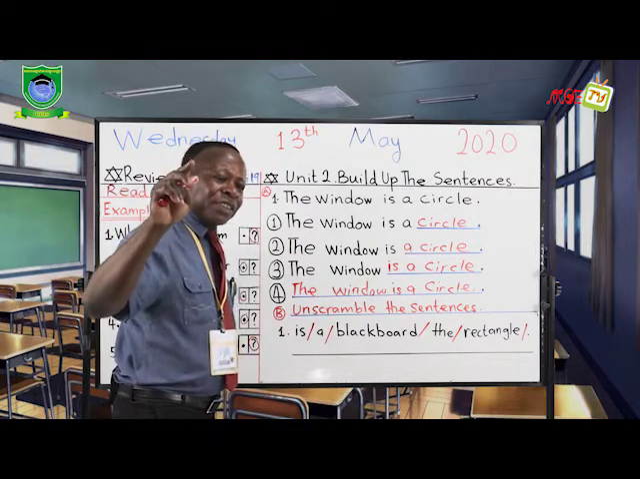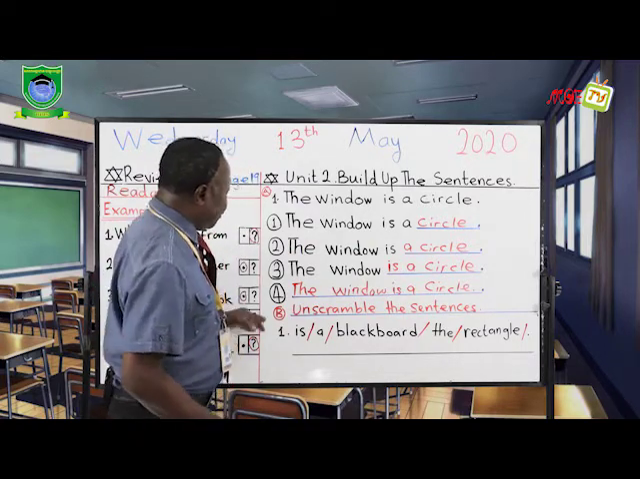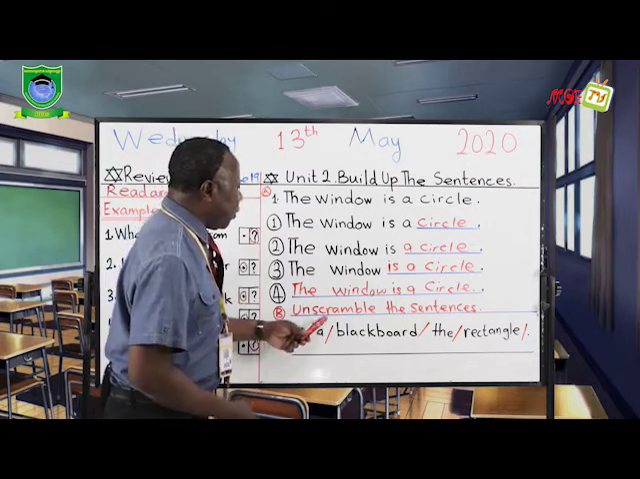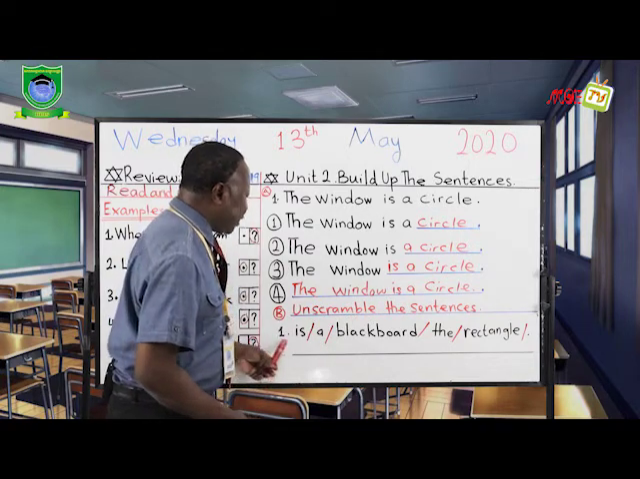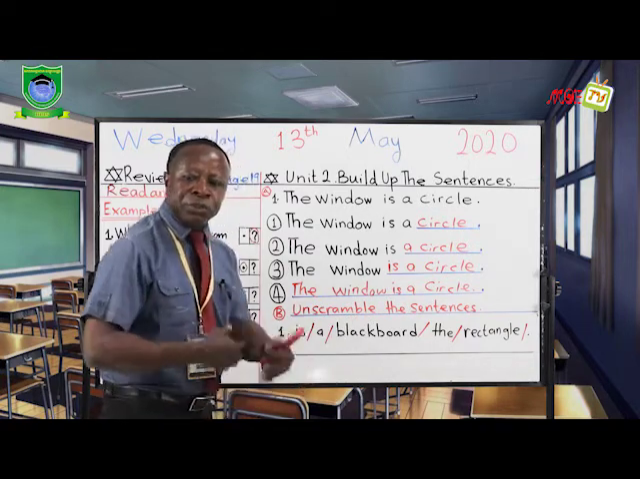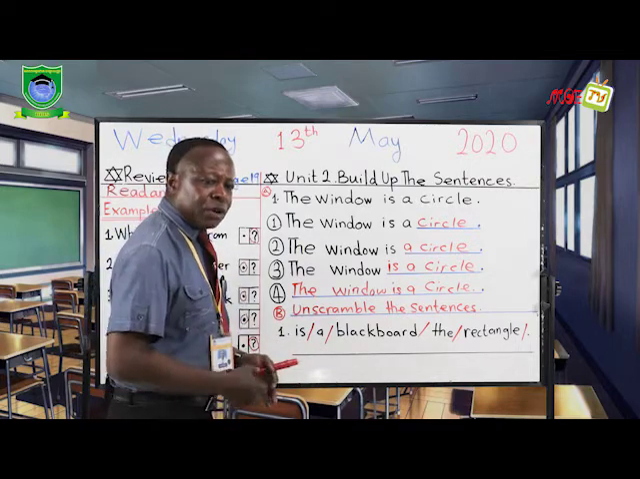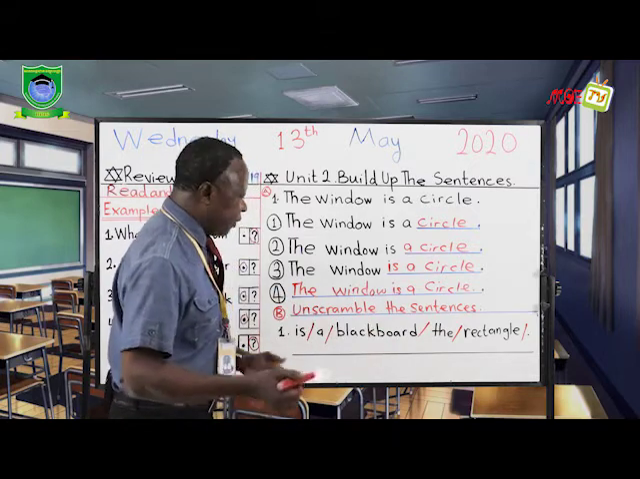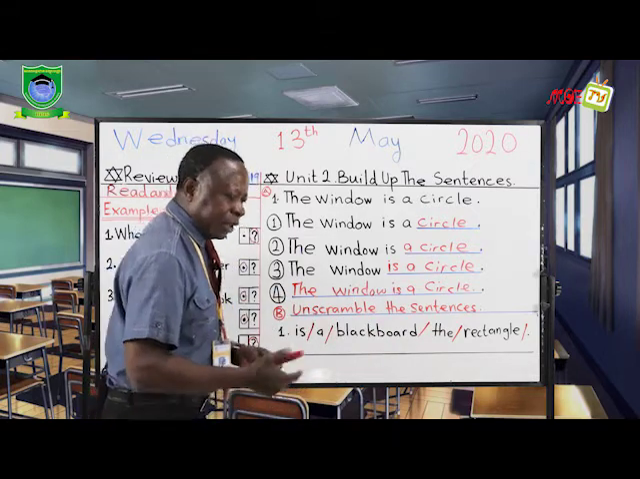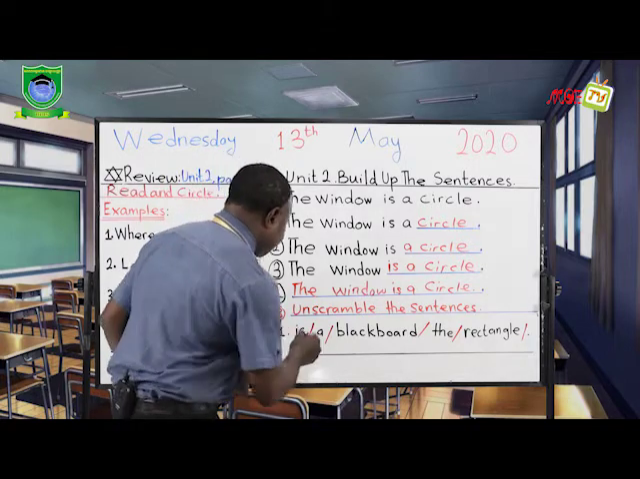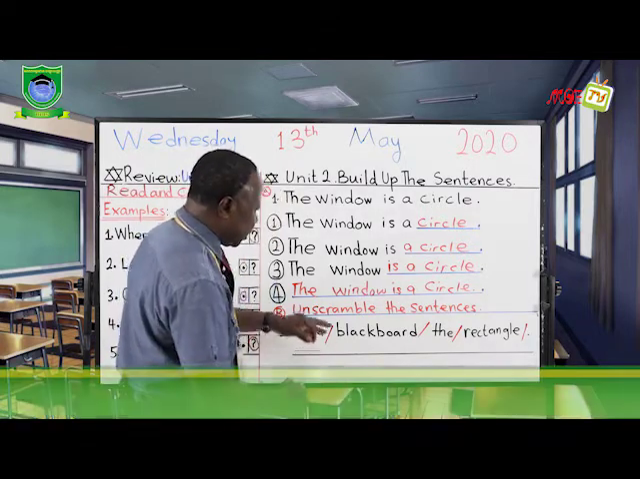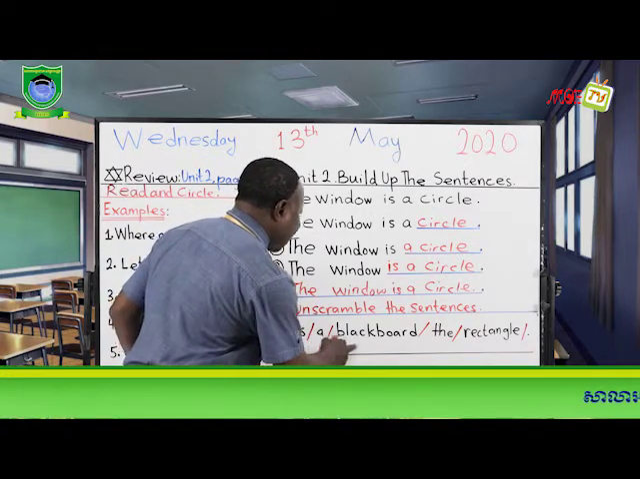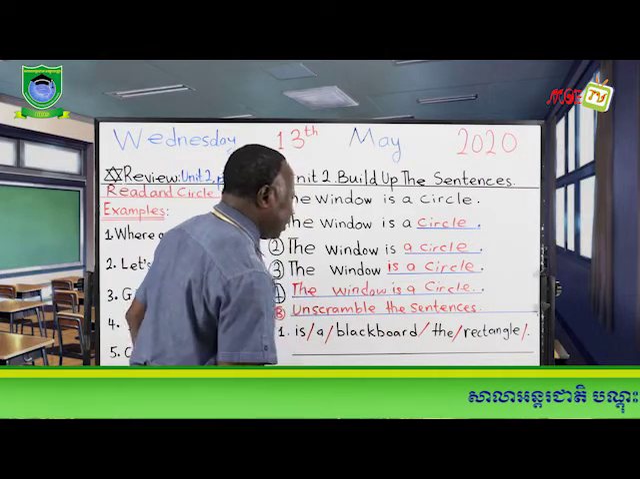Any question? Okay, if no question, we move on to Lesson B, unscramble the sentence. All these sentences are incorrect, so we have to put them in order. I'm going to teach you how to put these sentences in order. First, if you have a pencil, if you want to be sure, just find how to put this sentence in the correct form. So we have: is a blackboard the rectangle.